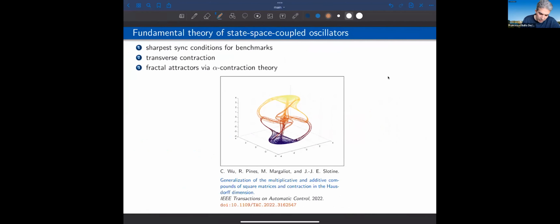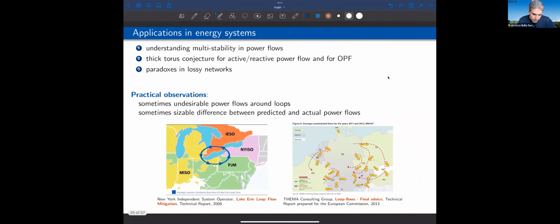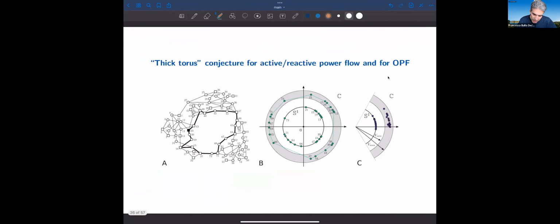Recently, contraction theory has been developed to understand fractal attractors, and transverse contraction holds the hope to give us extremely sharp conditions that we would be able to use in benchmarks. You're all familiar with multistability, so I'm going to skip that, and I'm going to come back to that later. Maybe let me just talk about this conjecture that Robin elaborated.